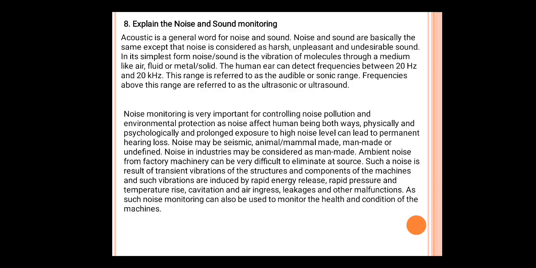The human ear can detect frequencies between 20 Hz to 20 kHz, as you know already. In between that, we are getting good sound. Above this range may produce noise. The range is referred to as the audible or sonic range. 20 Hz to 20 kHz is the audible range. Frequencies above this range are referred to as ultrasound. So this is all about noise and sound.